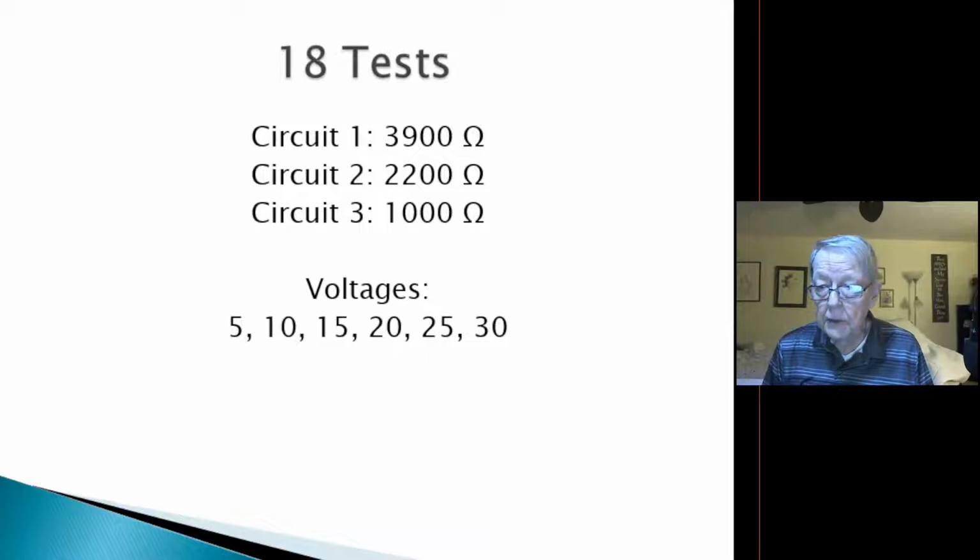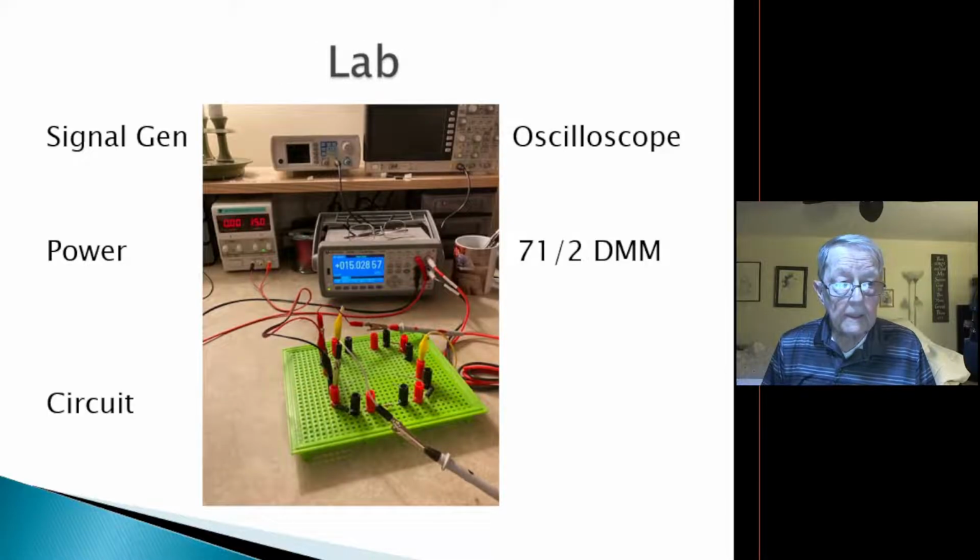I actually measured the resistances of all the resistors, a 4-wire measurement to know what the resistances are, so that when I apply the voltage, go around the circuit, and measure the voltages, I can immediately calculate the current. And I have 6 different voltages, 3 different resistors. That's 18 tests. And this is the lab. I showed this the last time.